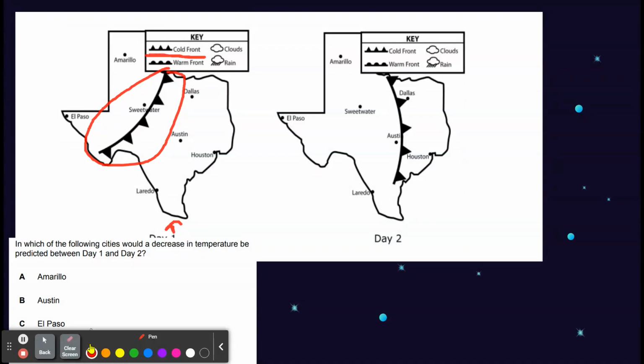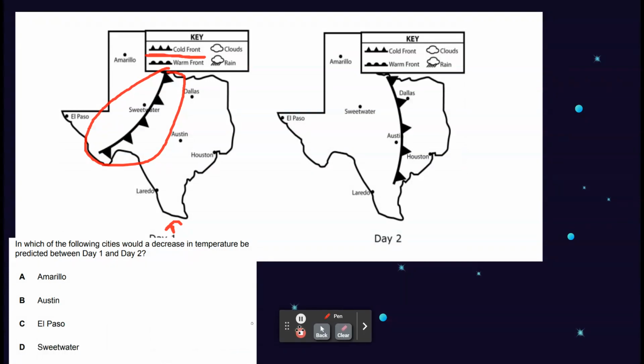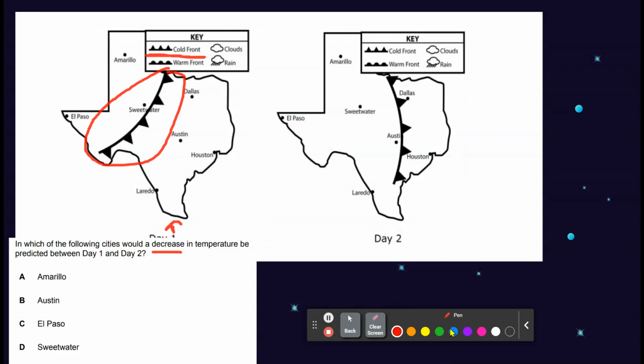Now let's take a look at our question over here. The question is, in which of the following cities would a decrease in temperature, meaning a lower temperature, be predicted between day one and two? We have Amarillo, Texas, Austin, El Paso, and Sweetwater. Let's go ahead and find these cities on our map.